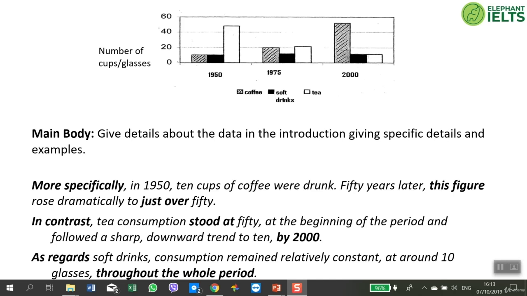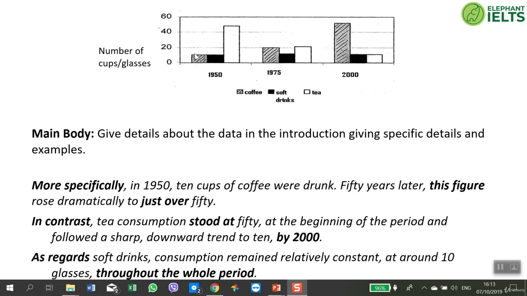Now, I'm going to start with giving details about coffee consumption because that is what I mentioned first in the elephant sentence, and that is what had the biggest change. Look at this. More specifically, in 1950, 10 cups of coffee were drunk. So I'm here, in 1950, 10 cups of coffee were drunk. And then look what happens. 50 years later, this figure rose dramatically to just over 50.